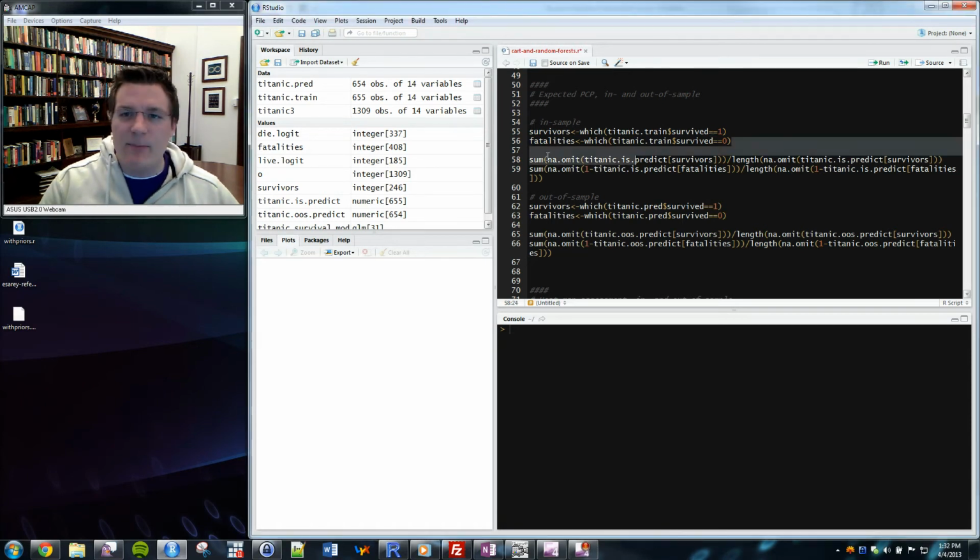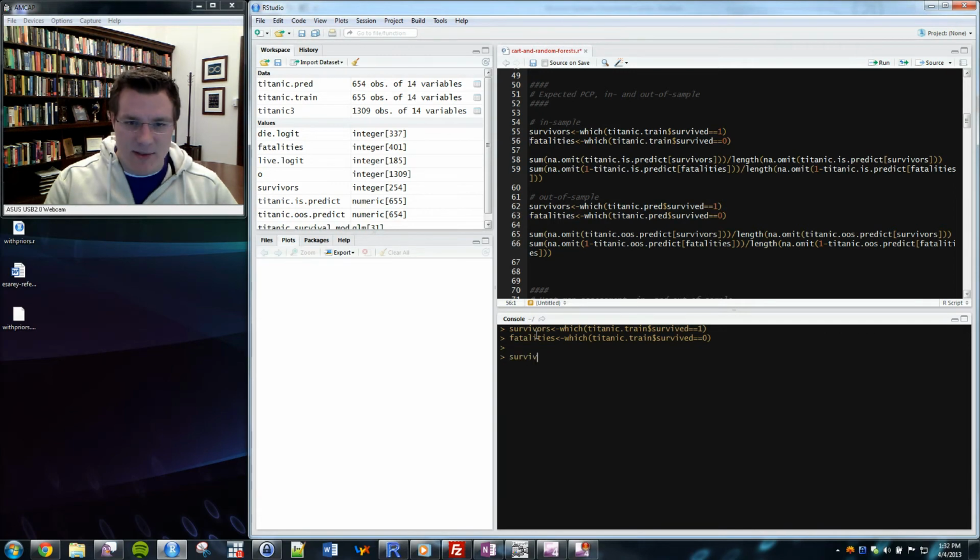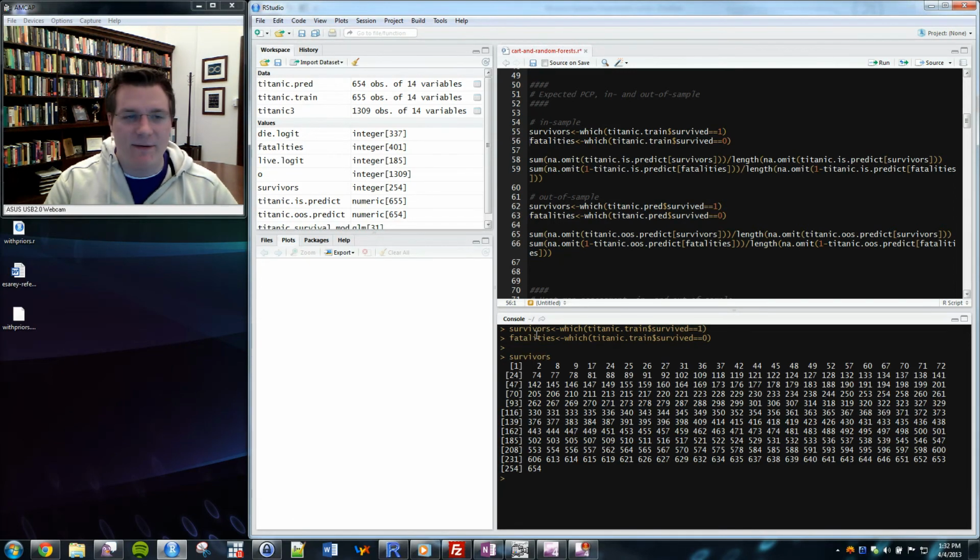Identify the people who survived in the training data set and in the prediction data set for in-sample and out-of-sample respectively. So we'll start with the in-sample training data set. So now I've got who survived and who died. For example, if I type in survivors here, you'll see there's a list of everyone who survived by index number. Then I take out all the NAs because there are some NA predictions if there's missing data in this data set.